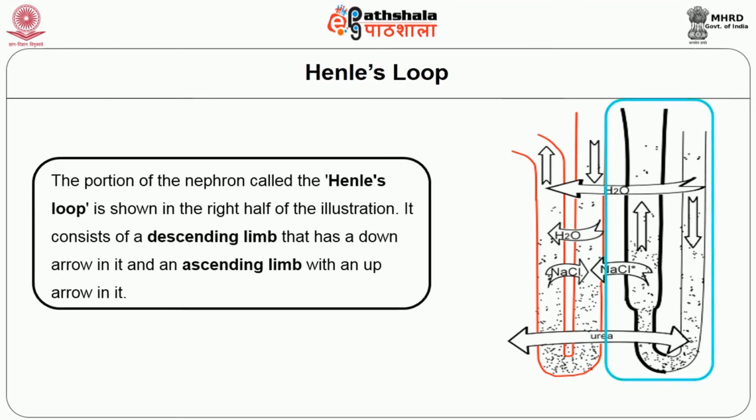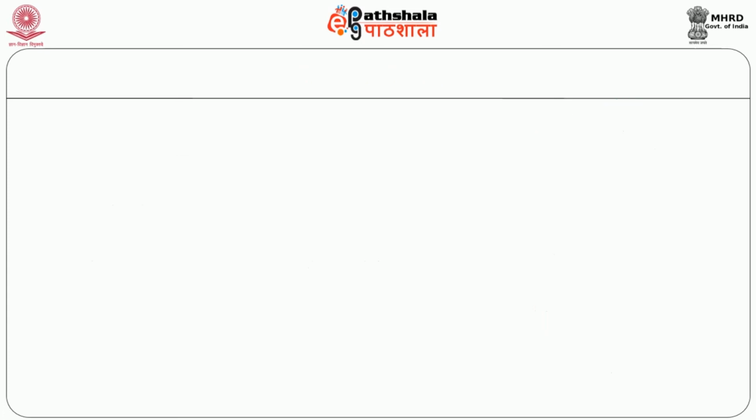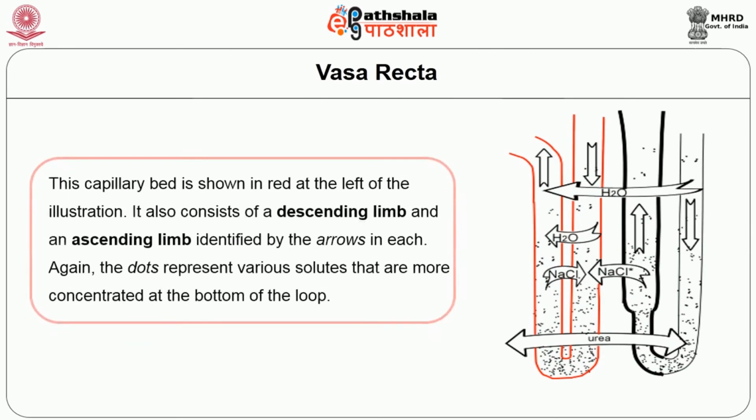The portion of the nephron called the Henle's loop is shown in the right half of the illustration. It consists of a descending limb which has a down arrow in it and an ascending limb with an up arrow in it. The ascending limb has a thick and a thin segment. The dots represent the various solutes that become more concentrated in both limbs towards the bottom of the loop. The thick walls of the ascending limb indicate that this region is impermeable to water. In the vasa recta, the capillary bed is shown in the red color and at the left of the illustration.